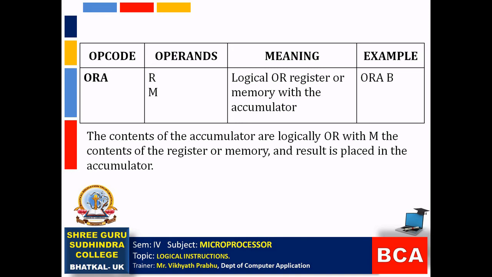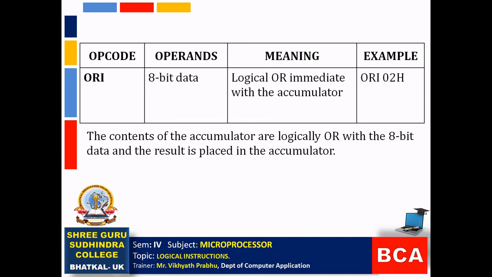The next instruction is ORI, and we call this as logical OR immediate with the accumulator. We write this instruction as ORI with an 8-bit data. Here, the content of the accumulator are logically OR with the 8-bit data, and the result is placed in the accumulator.